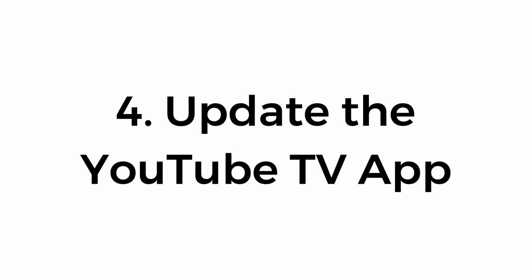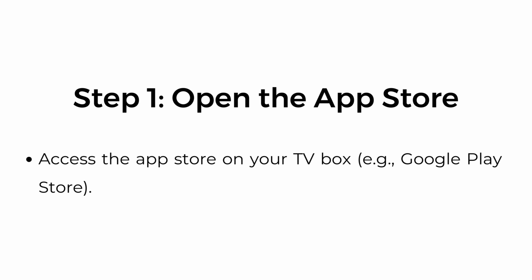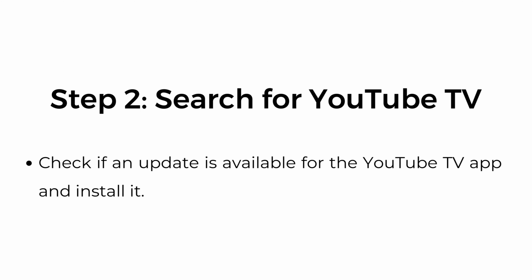4. Update the YouTube TV app. Step 1. Open the App Store. Access the App Store on your TV box, Google Play Store. Step 2. Search for YouTube TV. Check if an update is available for the YouTube TV app and install it.